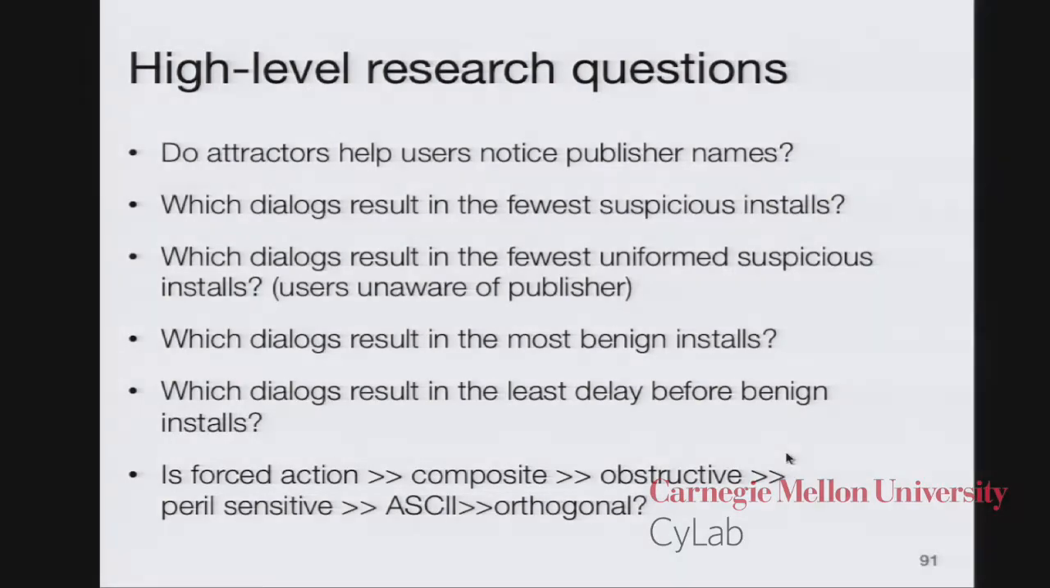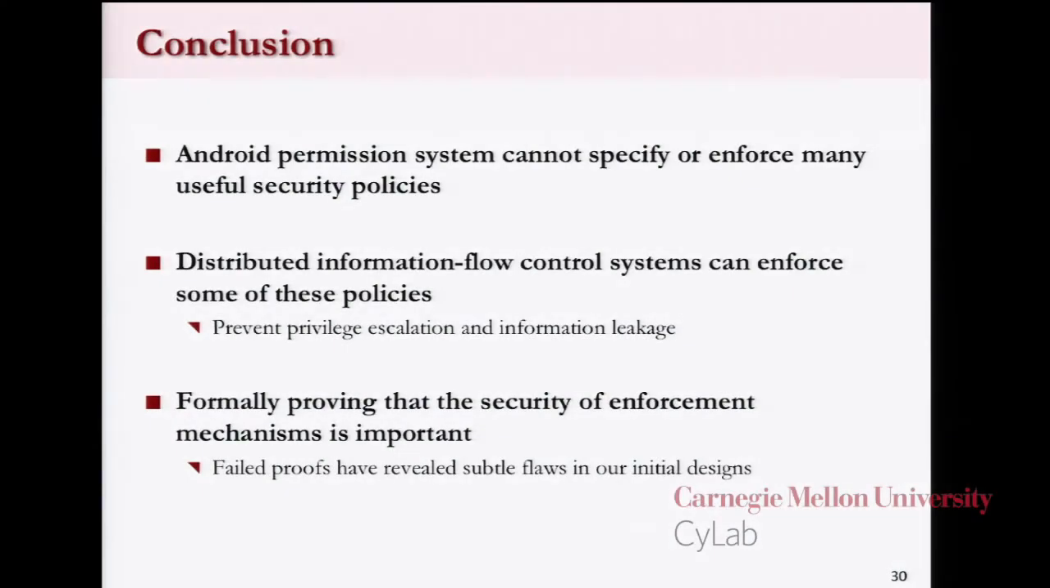We begin by studying the Android permission system, and we realize that there are many useful and simple policies that actually the permission system cannot specify or enforce. So one of them is this kind of information flow properties. So we focus on those and design mechanisms that can actually enforce distributed information flow control on Android. And using this system, we can probably prevent privilege escalation and information leakage.